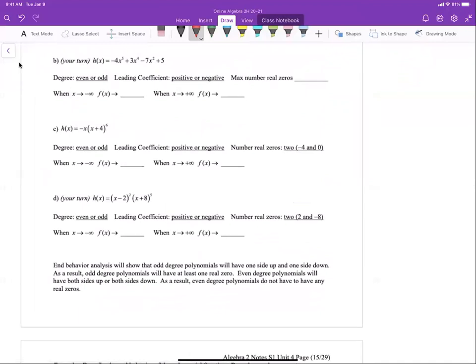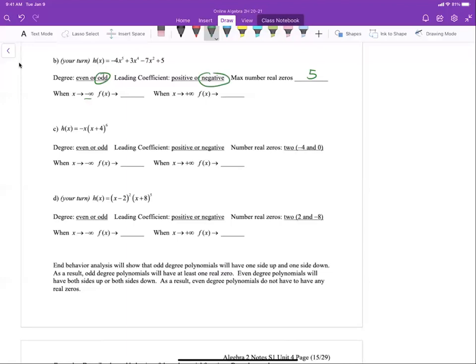All right, welcome back. It's important you try these yourself so you can figure out if you're doing it correct or not. All right, so let's see. Is the degree even or odd? It is to the fifth power, therefore it is odd. Is the leading coefficient positive or negative? It is negative. The max number of real zeros, since it's to the fifth power, the maximum number is 5.